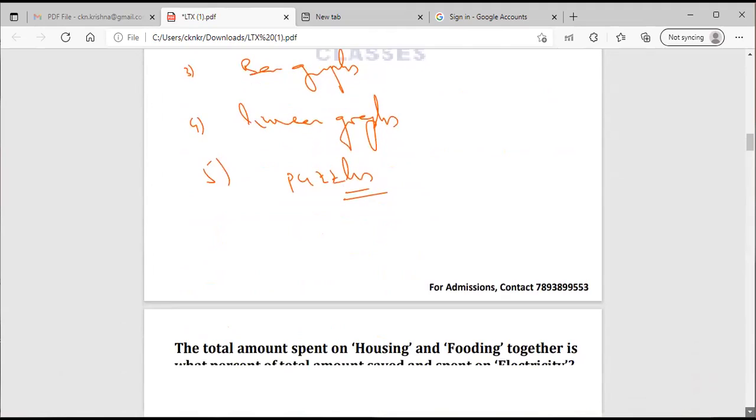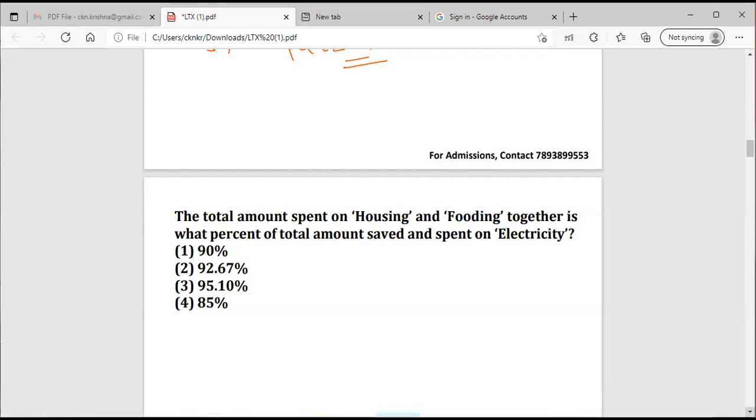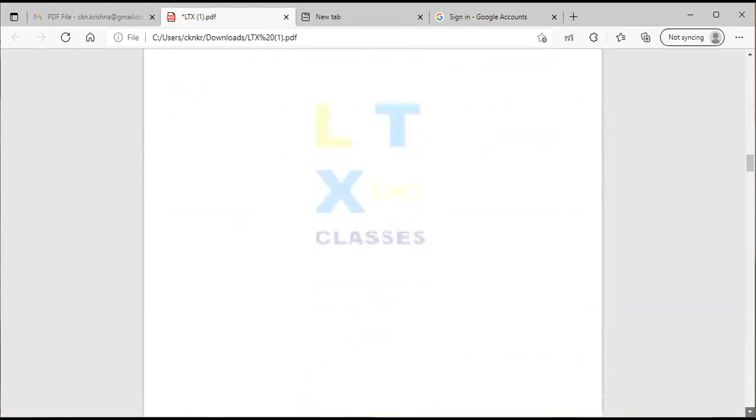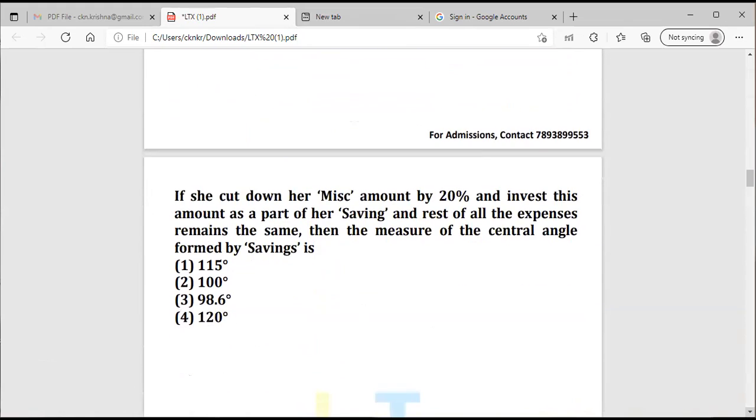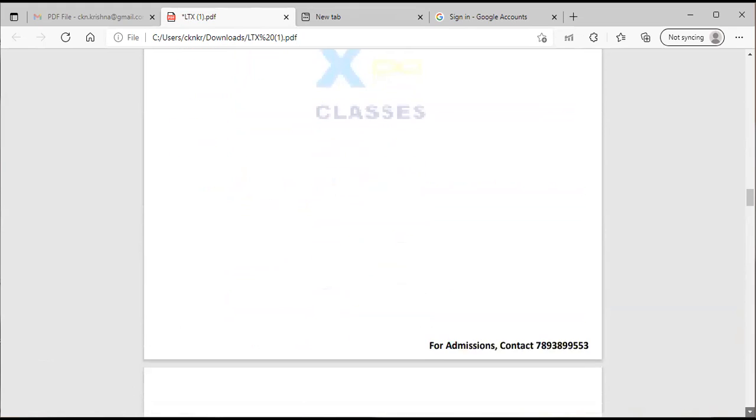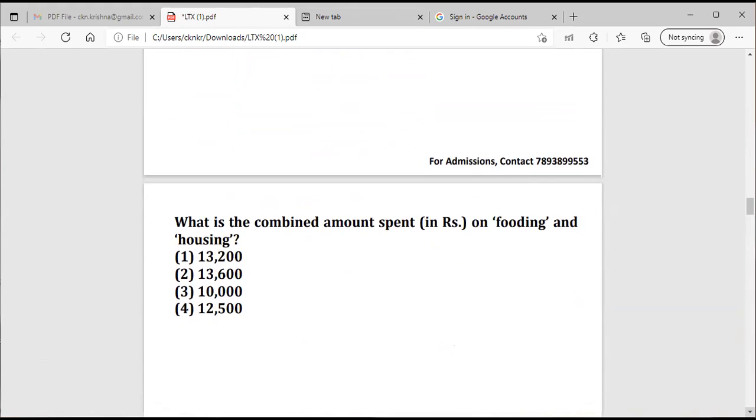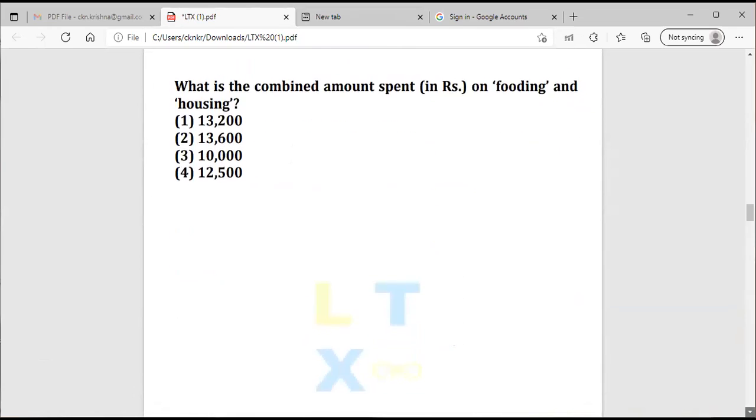Badhiya hai. The next question: the total amount spent on housing and fooding together is what percent of the total amount saved and spent on electricity? Excellent. Next question: she cut down her miscellaneous expenses by 20% and invested this amount as a part of saving, and the rest of the expenses remain the same. Then the measure of the central angle formed by savings is what? Do you have any other questions? What is the combined amount spent on fooding and then housing?